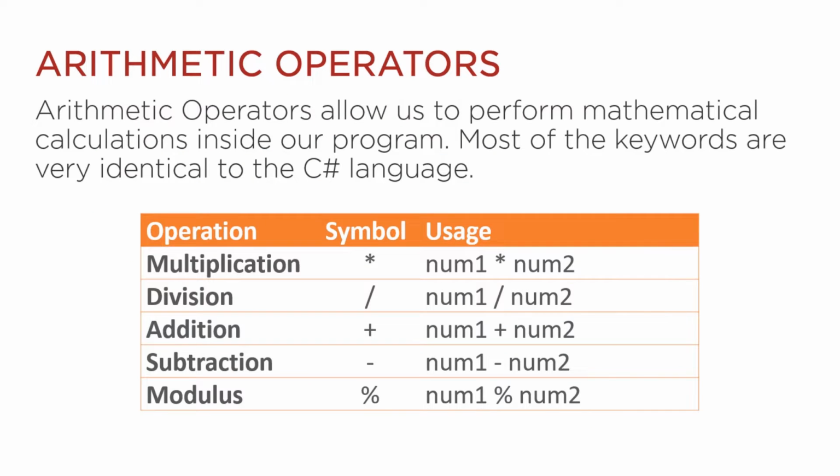Arithmetic operators allow us to perform mathematical calculations inside our programs. Most of the keywords are very identical to the C# language. Here we have a table of the different arithmetic operations, their corresponding symbols, and their example usage in Java.